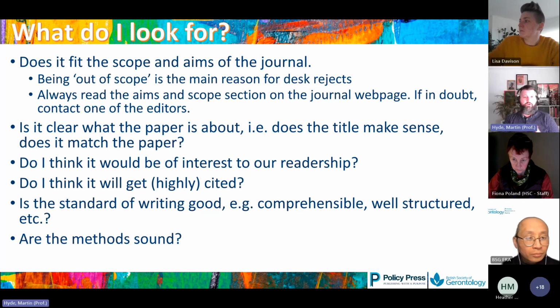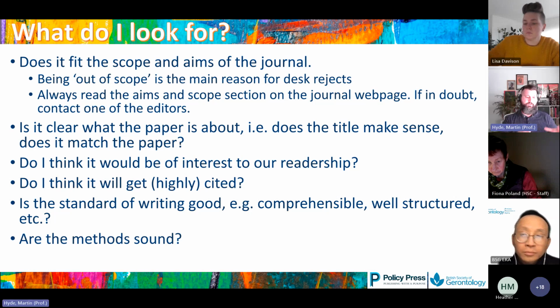If it is in scope, then I want to know, is it clear what the paper's about? If I'm going to be sending the paper out to reviewers, I need to know what it's doing. So again, you can have wonderfully well-written or very comprehensive literature reviews without really telling me what the paper is trying to do. For me, that becomes really difficult as an editor, because like I said, it's unlikely that I'm going to be the subject specialist. So I don't know whether it's making an original contribution to knowledge. So you need to be telling the editor, this is what it's doing, this is what I'm trying to do. And again, make sure that the title makes sense for the paper.